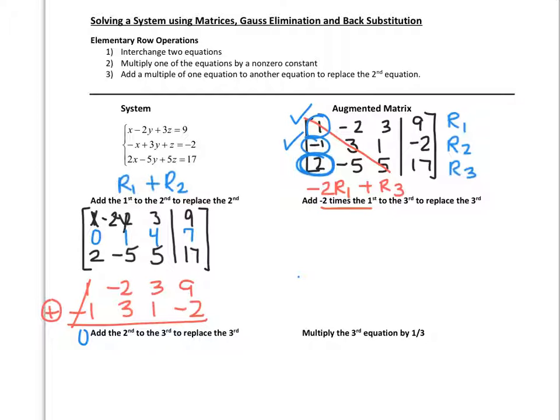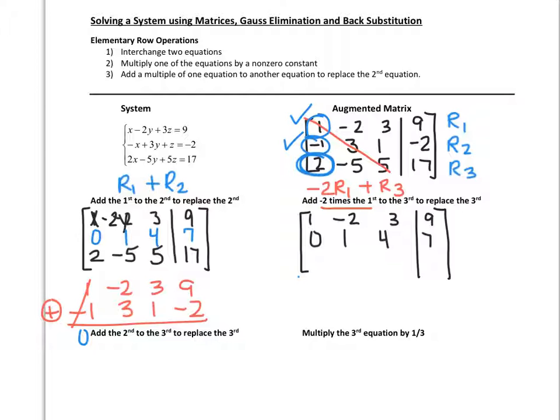So if I do that, then I'm going to replace the third equation. We're keeping the first, that's not going to change. We're going to keep the second equation, that's not going to change. And we want to, like I said, do -2 times the first and add it to the third so that I could have a new third equation.